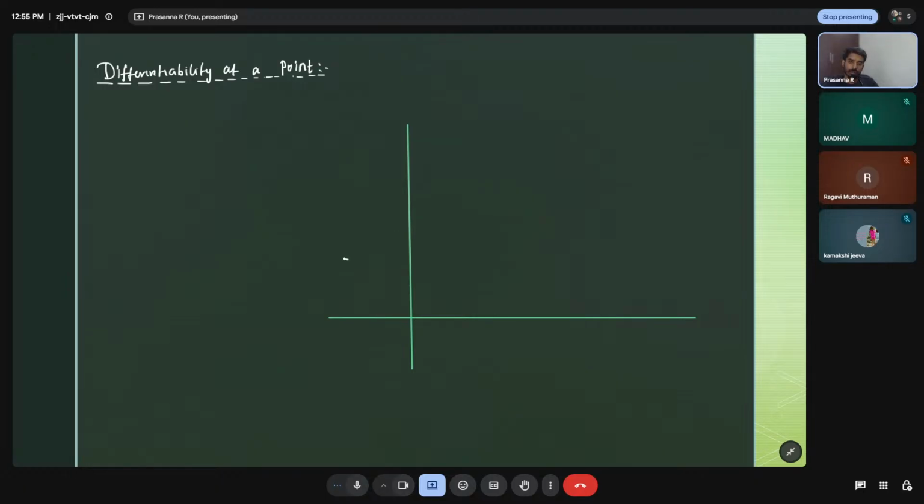Let us consider a graph y is equal to f of x. Now let us take a point a, and this is my output f of a. At this point, I'm going to draw a tangent line. You know what a tangent line is, right? A line that touches the curve at only this point.